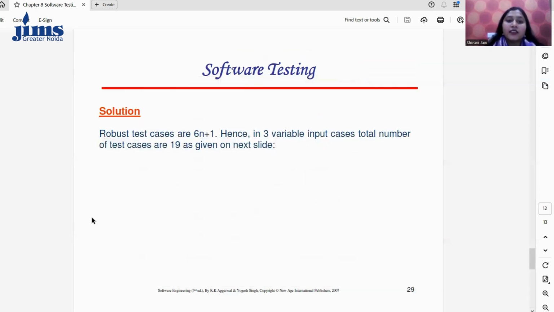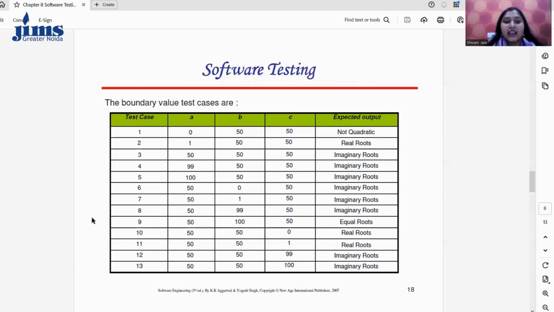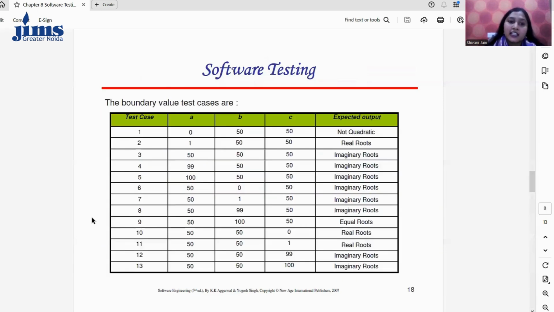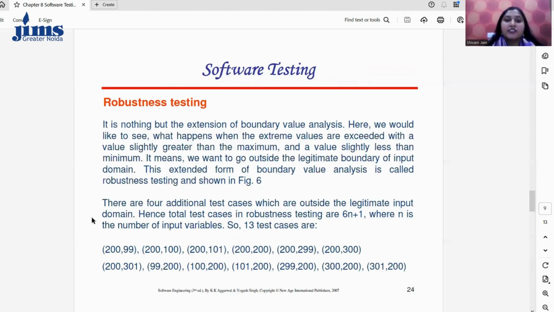So this is one functional testing technique that we have learned today, boundary value analysis and its extension called robustness testing. Thank you for the time.